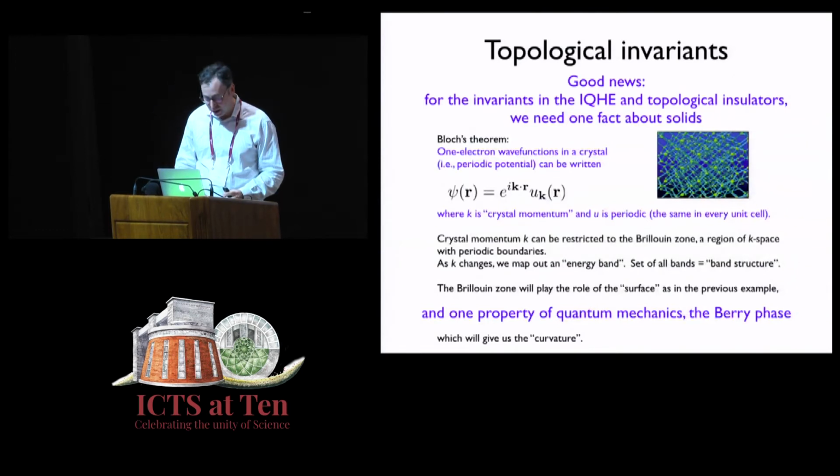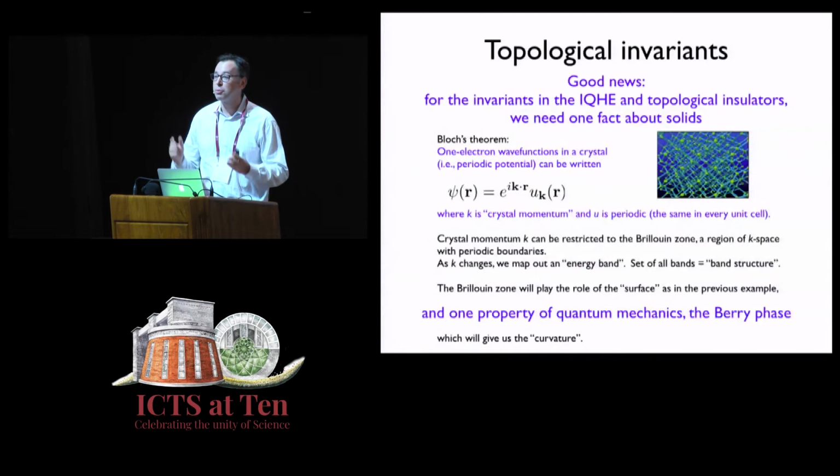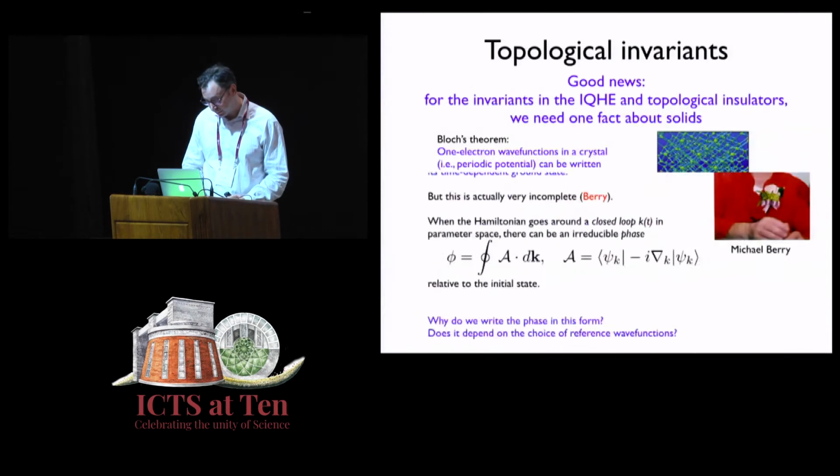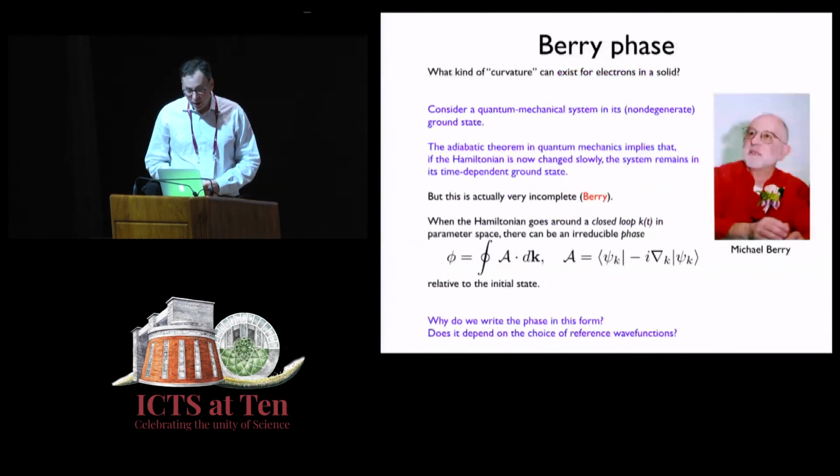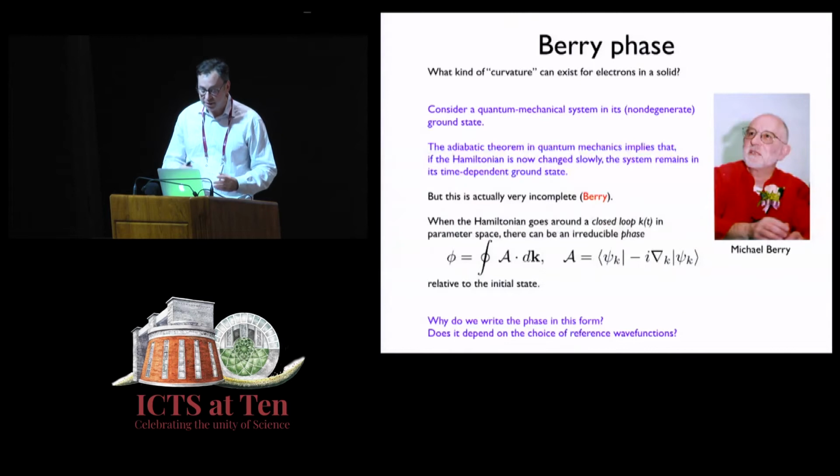There were examples of Berry phases well before then. Probably the earliest and most famous is by Pancharatnam. Berry sort of explained that these were all examples of the same concept. So if I take a quantum system that is in a non-degenerate state and I slowly change the Hamiltonian, then the system remains in that state.